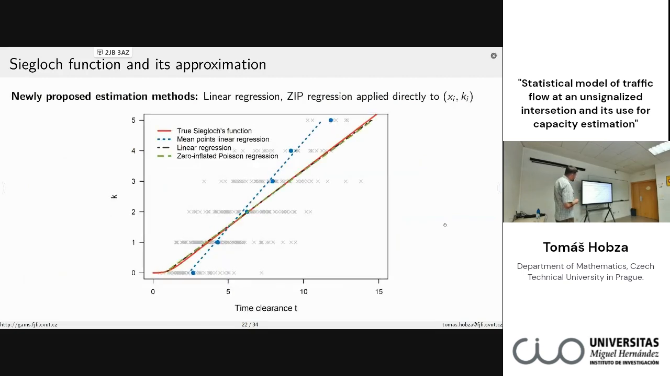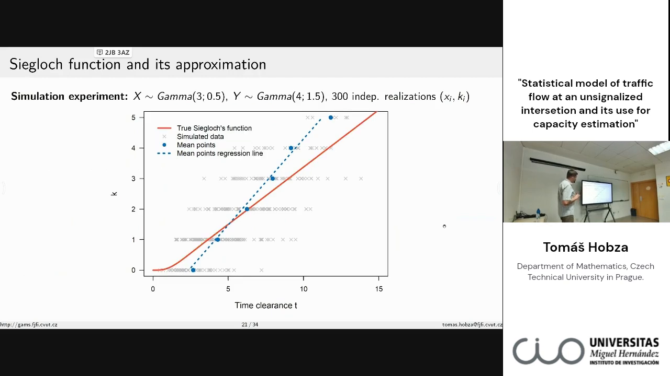I would like to show you how nowadays the engineers estimate the line and what we propose to do. So, a simulation experiment. I use the gamma-gamma distribution because for this distribution we have an explicit form of the function, to be able to work with the exact function. Again, the parameters were taken so that the gamma-gamma fits the data. These parameters are not artificial, they are taken from real data.